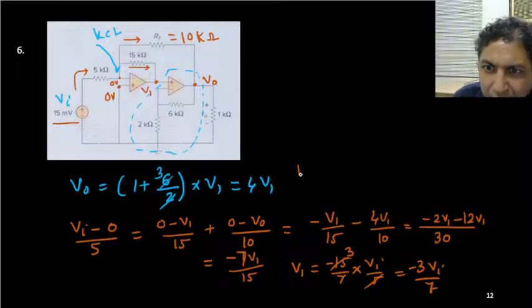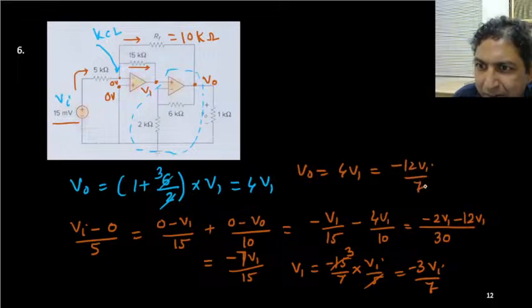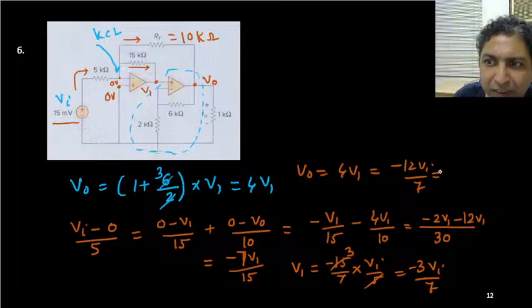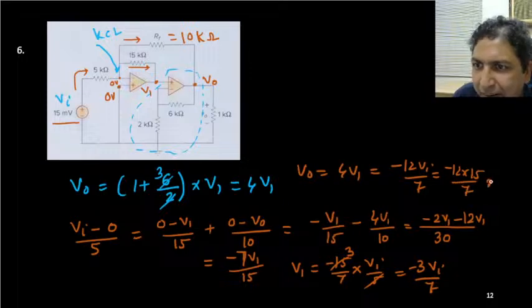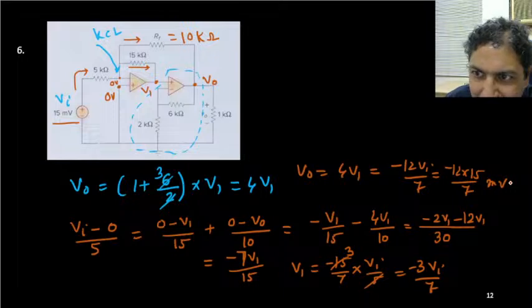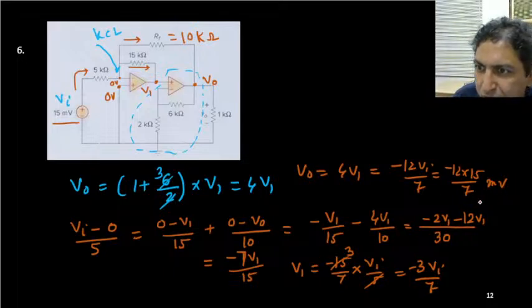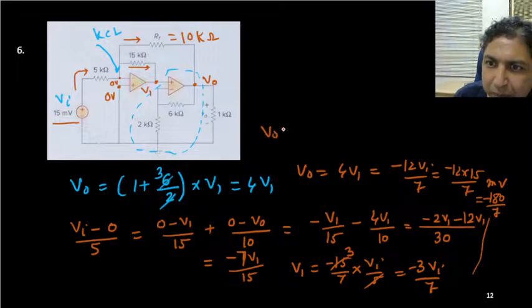This is minus 3 V1 by 7. So now what is your V0? V0 is 4V1, and that you can consider minus 12 V1 by 7, and V1 equals 15. So minus 12 into 15 by 7, that is the millivolt. So you can calculate how much you are getting. I think it is minus 180 by 7. So this V0 is becoming minus 180 by 7 millivolt.